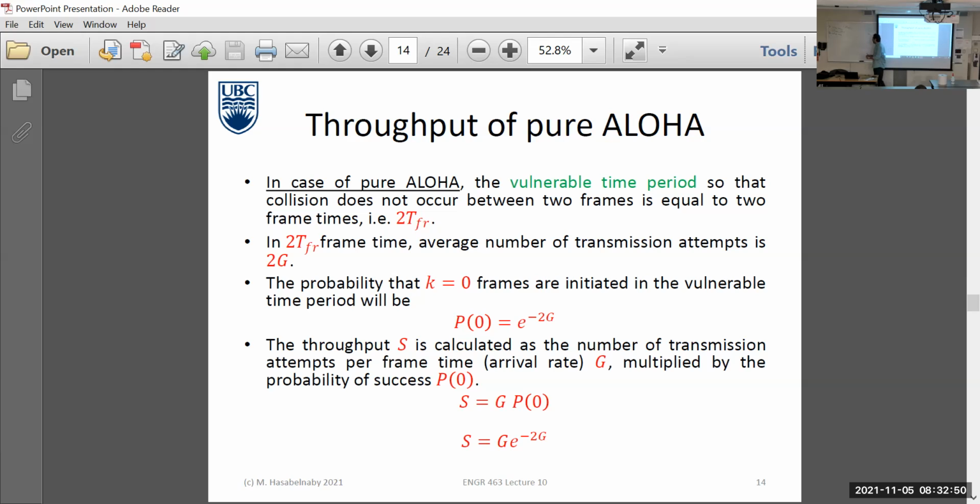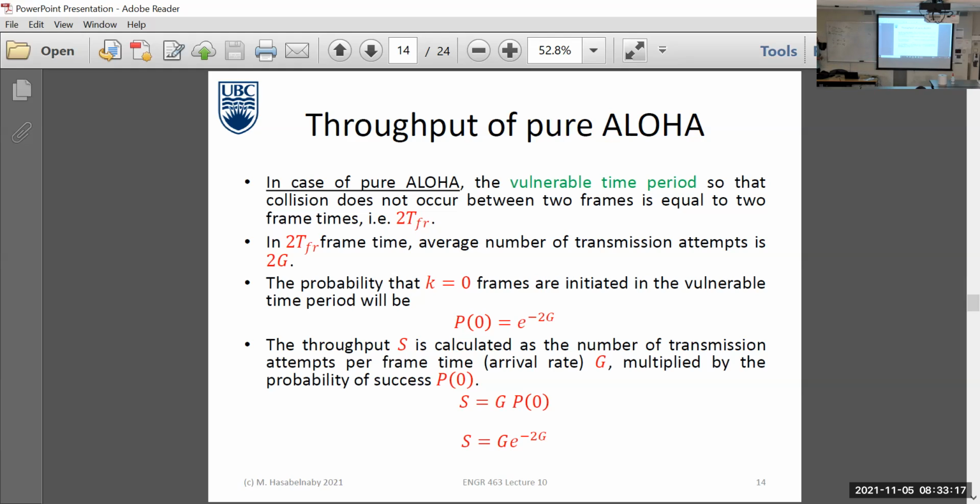But in pure ALOHA, the vulnerable time period is equal to 2TF. So if I told you the arrival rate in time TF is G, in 2TF, what is the arrival rate? 2G. Yes, it's very simple.